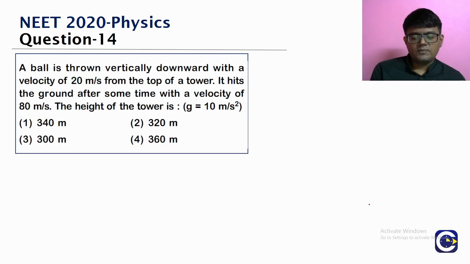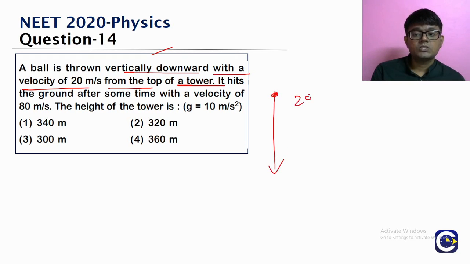Next we have a question from one-dimensional motion. This is vertical straight line motion. A ball is thrown vertically downwards with a velocity of 20 meters per second from the top of a tower. So from the top of a tower we are throwing the ball with 20 meters per second. That is the initial velocity. It hits the ground after some time with a velocity of 80 meters per second.